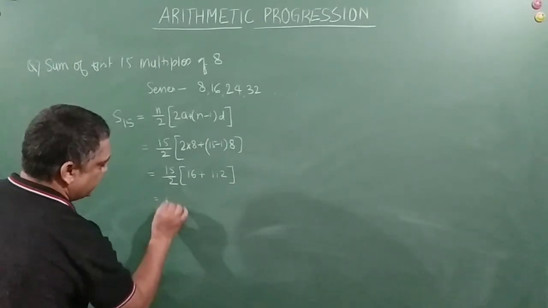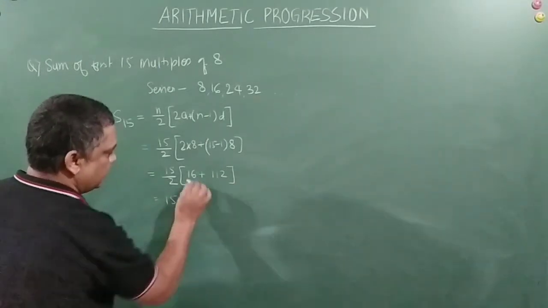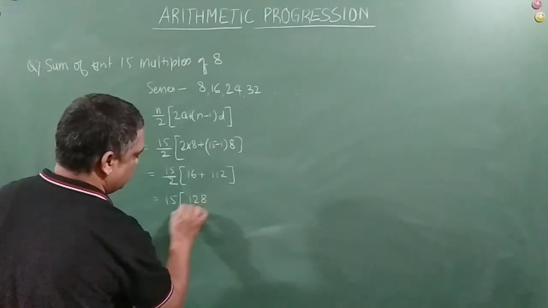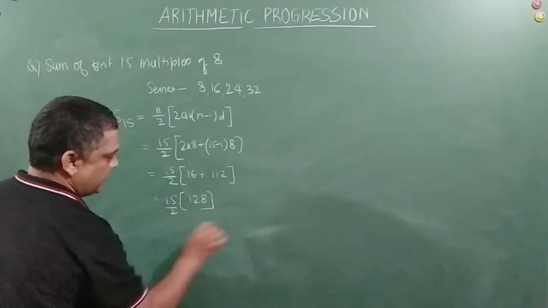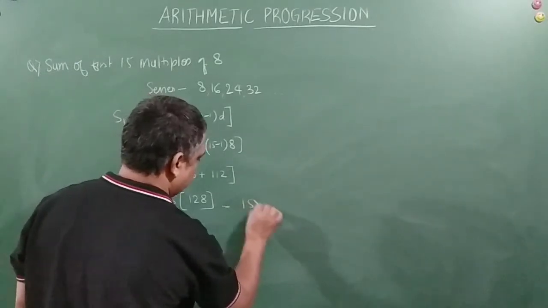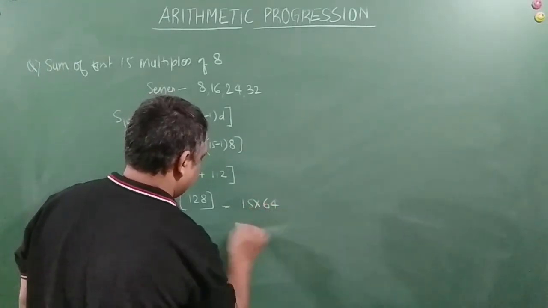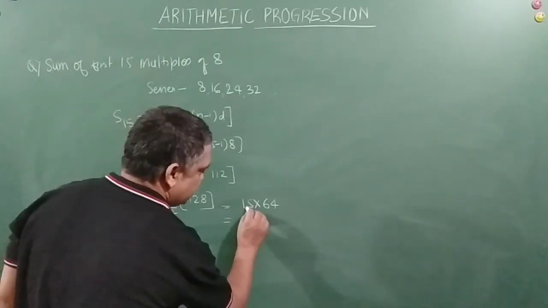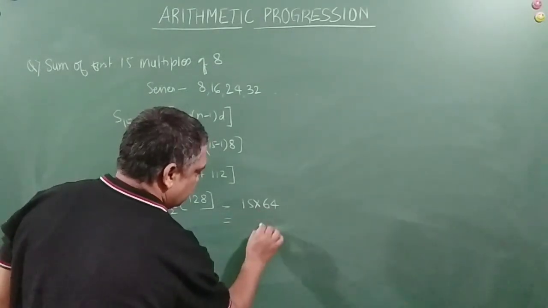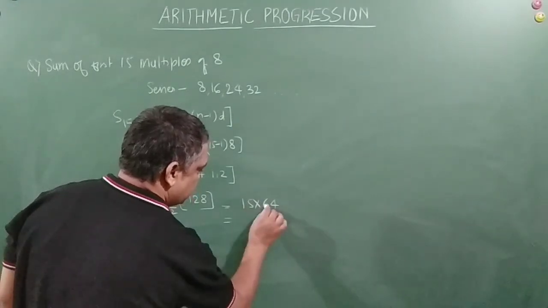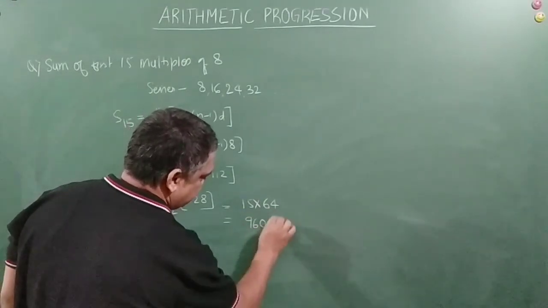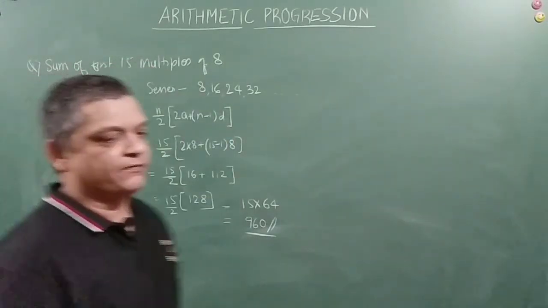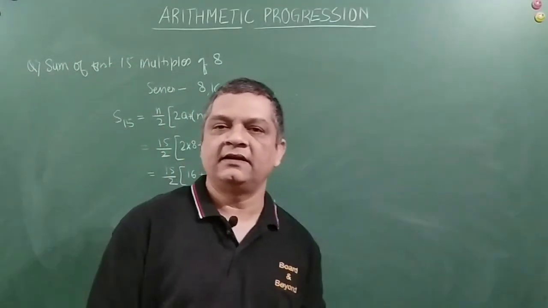112. This is equal to 15 into 128 by 2. By 2 is here, right? Which is equal to 15 into 64. We'll write 15 into 64. I think 960. Let me see. Yes, 960. Right, friends? So the sum of first 15 multiples of 8 is equal to 960.